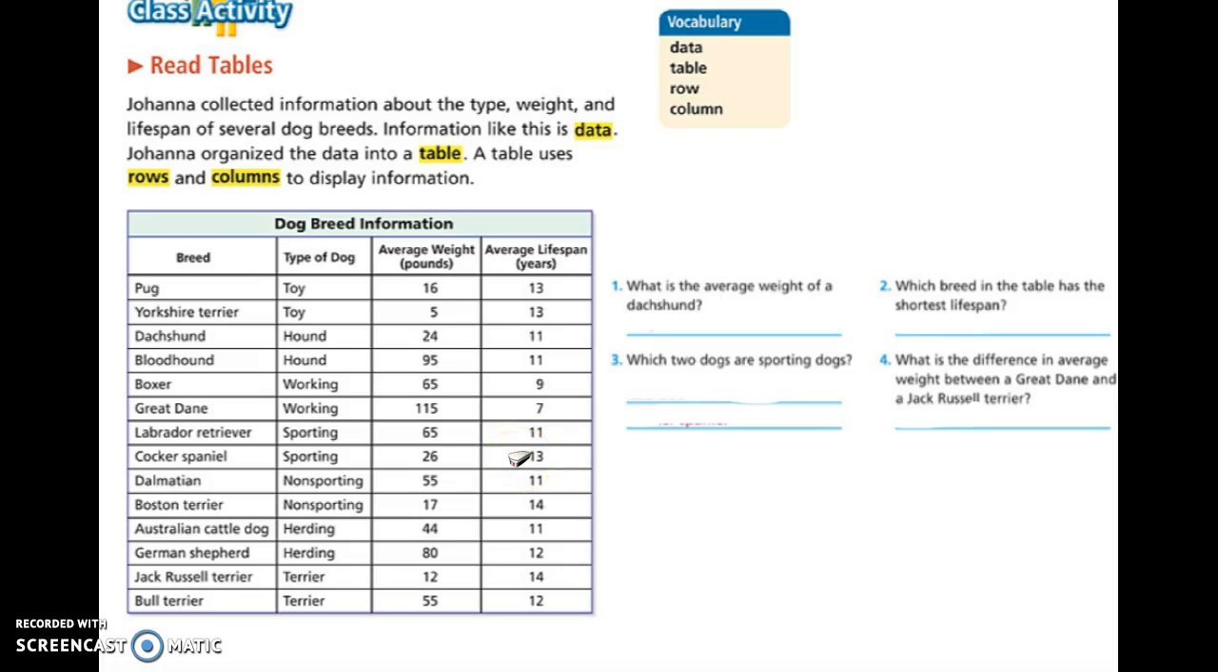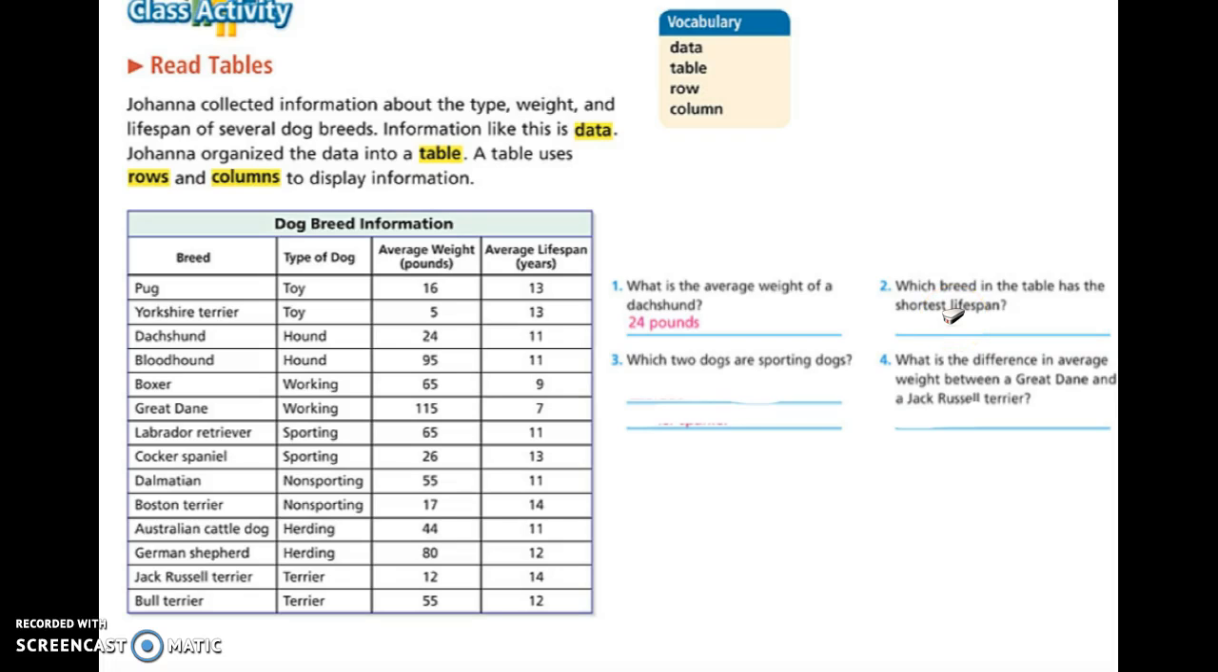It says, what is the average weight of a Dachshund? So first thing I'm going to do is look and see if I can find a Dachshund under the breed. Oh, there it is. And then I've got to find the one that shows me the weight. So we have the type of dog, it's a hound, and there we go. The average weight in pounds is 24. So a Dachshund weighs about 24 pounds.